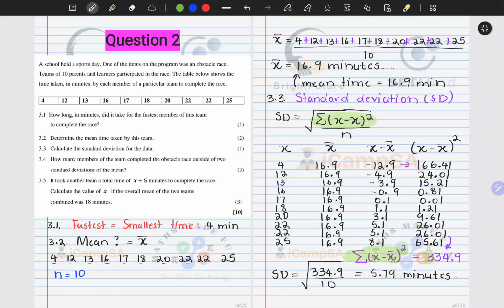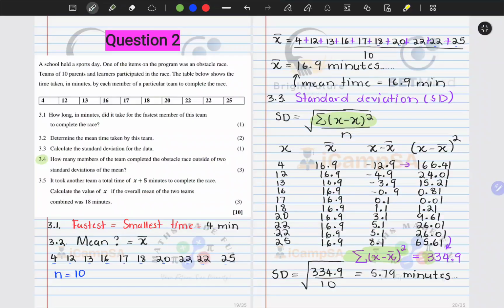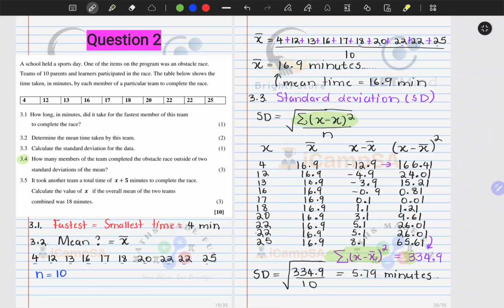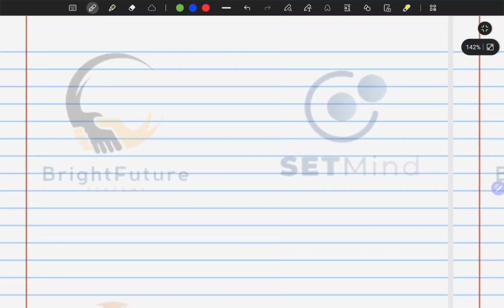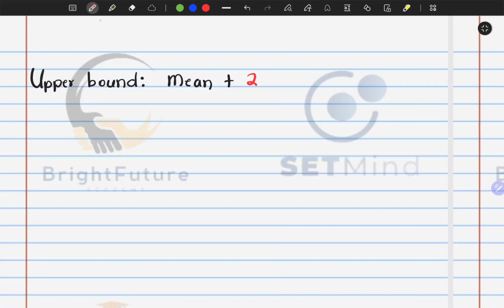Let's go ahead and have a look at the next question, which is question number 3.4. It reads: how many members of the team completed the obstacle race outside 2 standard deviations of the mean? This question is very important for us to understand. When they say 2 standard deviations, we need to have 2 boundaries. You will always have an upper bound, and your upper bound is given by your mean plus 2 standard deviations, so 2 times your standard deviation.